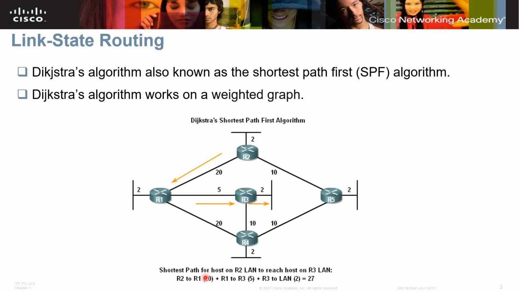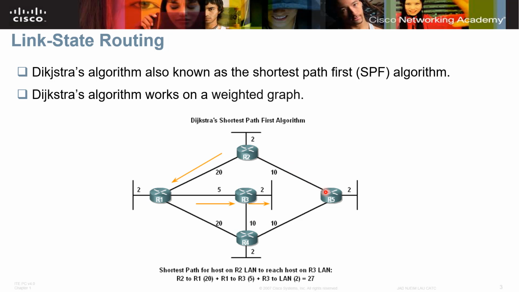For example, if I need to reach from R2 to R3, the shortest path will be from R2 to R1 and the cost is 20. Then from R1 to R3 and the cost is 5. Then from R3 to the final destination and the cost is 2. So the total cost from R2 to any destination at R3 or after R3 is 27.